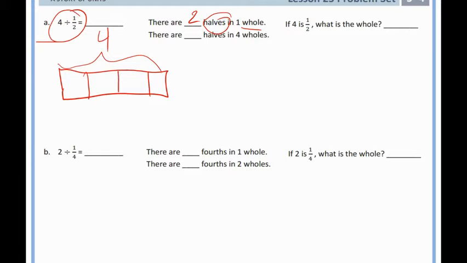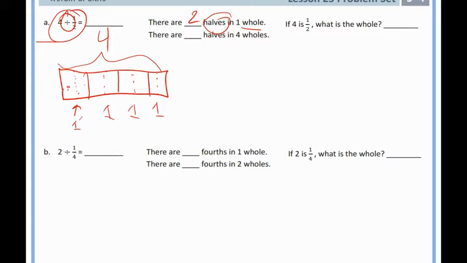Which means this piece right here is 1. They want you to divide it by a half, so I'm going to take this 1 and divide it in half. There's 1 half and there's 2 halves, which makes 1 whole. Then I'm going to do that to all of the pieces like that. This is also a whole, this is also a whole, that's 4.